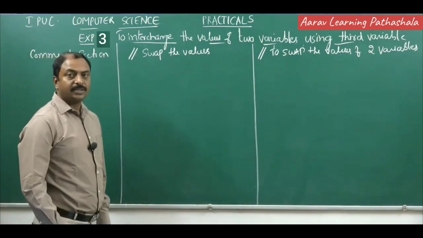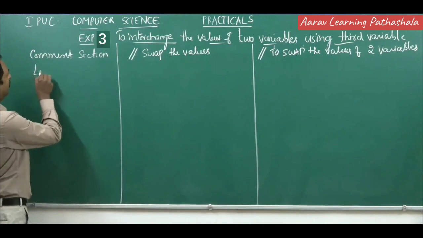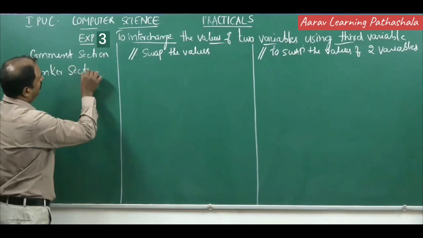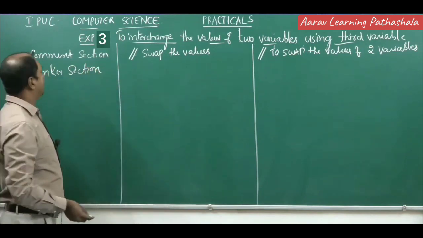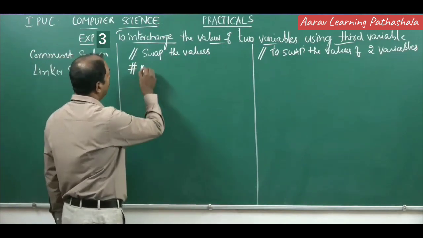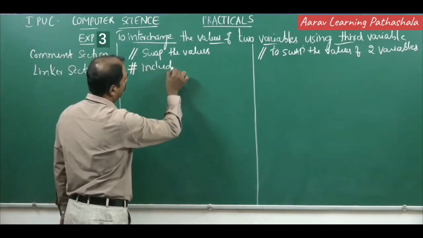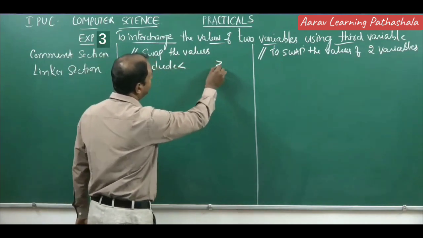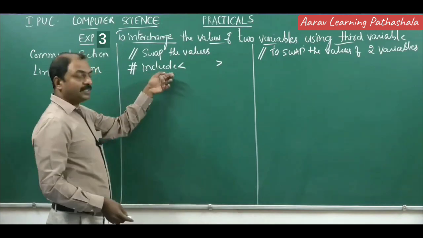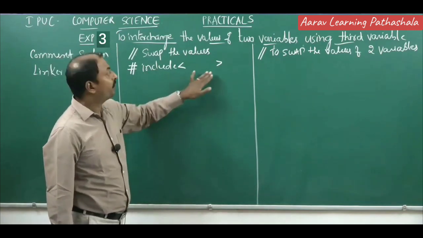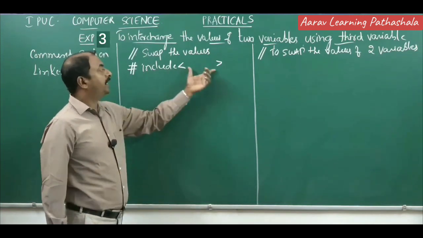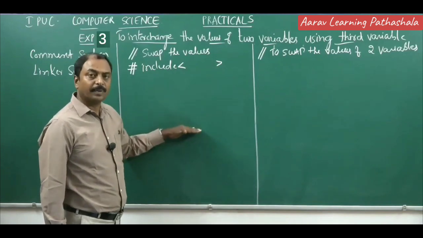So the next section is the linker section. This linker section starts with the hash symbol followed by include, and inside this we have to write the header file. The meaning of this section is that we include the standard library functions in the program, as we are making use of these standard library functions in our programming statements.